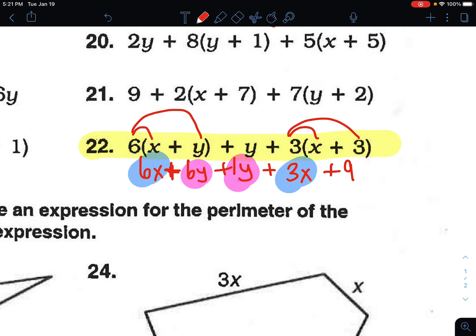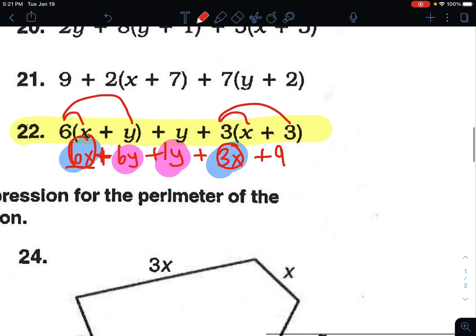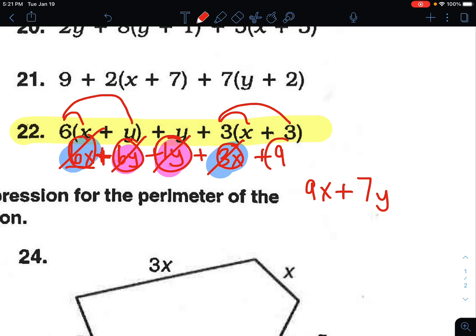So 6x plus 3x, that just equals 9x, and I'm going to write it on the side. So 9x, I'm done with both of those. I have 6y and 1y, which equals 7y. And then I have this 9 over here, and it's by itself. So it's just 9x plus 7y plus 9, and that's our answer.